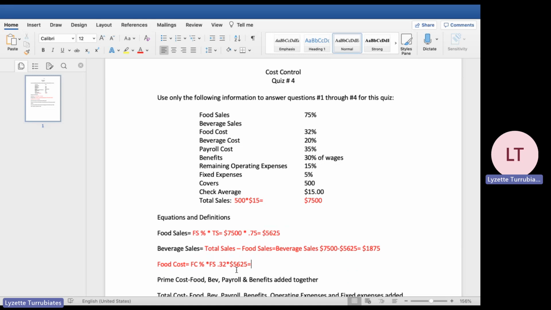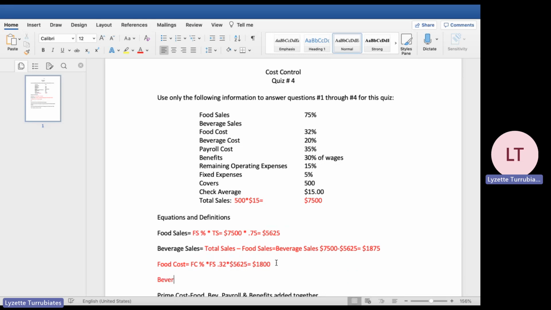So $5,625 times 0.32, which is our 32%. Our food cost is $1,800. Okay, so out of the sales that we made, right here, 5,000, it costs us $1,800 to make the food items that are on our menu, which were sold and gave us a revenue of $5,625. And so now we're going to do our beverage cost.